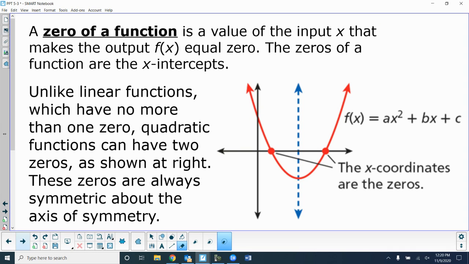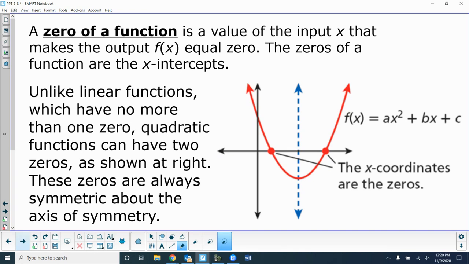So these two spots are called the zeros, the x-coordinates, because the y value is always what when you're on the x-axis? 0, right? That's why they call them the zeros. When y is 0. Unlike linear functions, which have no more than one zero, quadratic functions can have two zeros, as shown at the right. These zeros are always symmetric about the axis of symmetry. They're the same distance from the axis of symmetry.